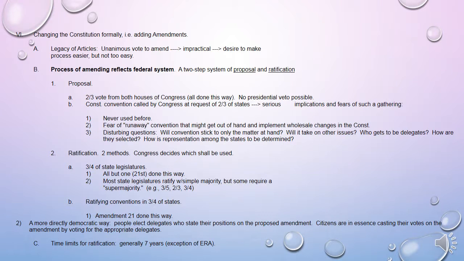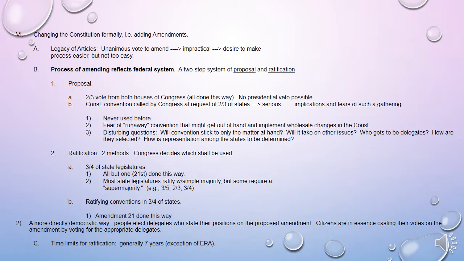Changing the Constitution formally is called adding amendments. You needed a unanimous vote to amend, which was impractical. So they needed to make the process easier, but not too easy, so it reflects the federal system. It's a two-step system of proposal and ratification. For proposal, a 2/3 vote from both houses of Congress. All amendments have been proposed this way. No presidential veto is possible. The other option is a constitutional convention called by Congress at the request of 2/3 of states.